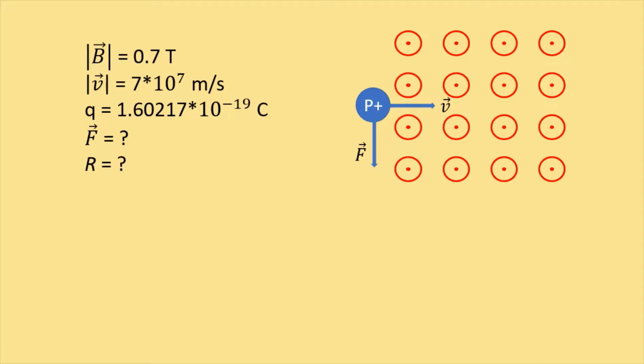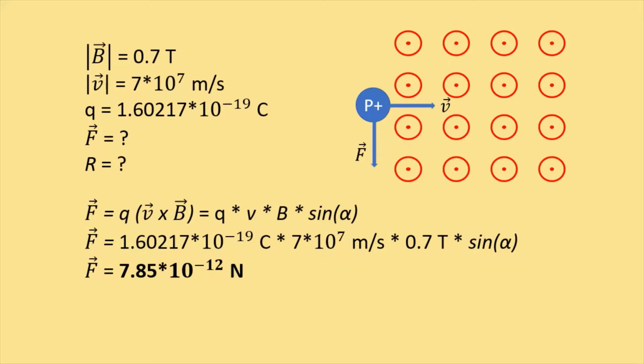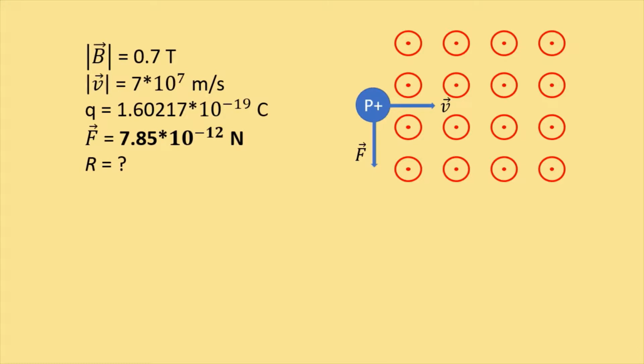Now we can calculate the magnitude. For that, we can use the equation from before. So we just put in the numbers, and we get 7.85 times 10 to the negative 12 newtons. So that's our magnitude.